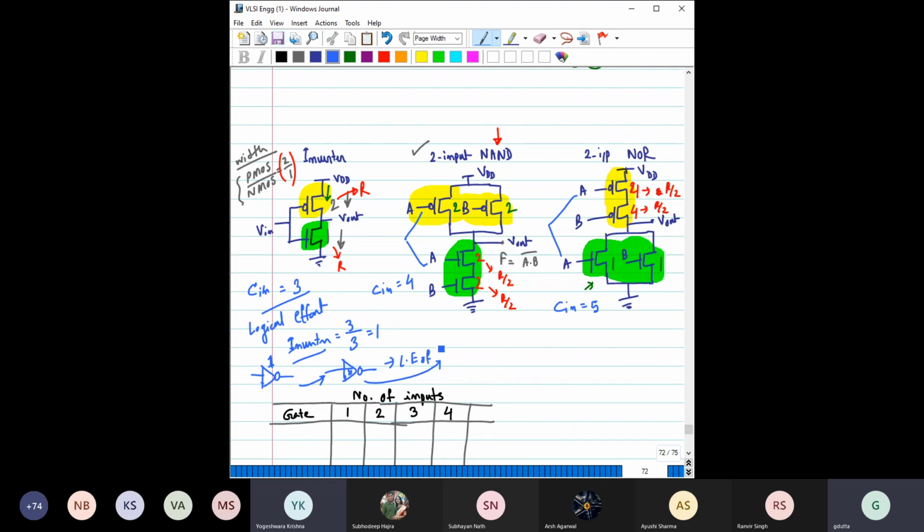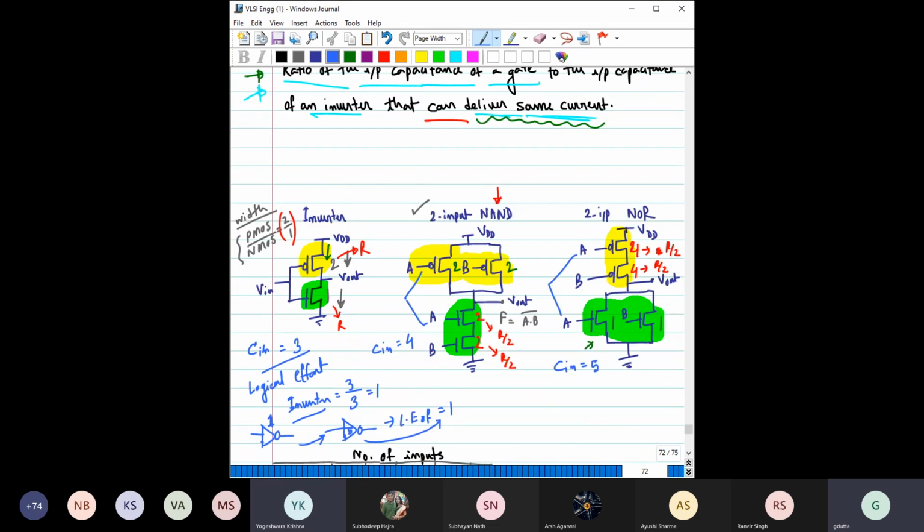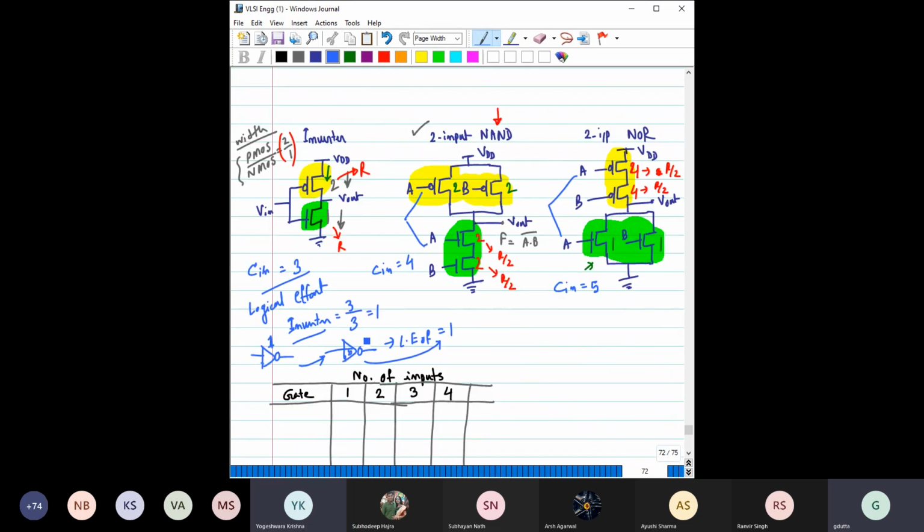One only, right? So the logical effort would be 1, because again you see this definition, ratio of input cap of this particular gate to the input cap of this inverter which can deliver the same current, right? So if you make it 5 times, then this inverter has driving capability 5 times compared to this unit inverter. So this unit inverter also has to be multiplied by 5 so that you will get the similar driving capability.